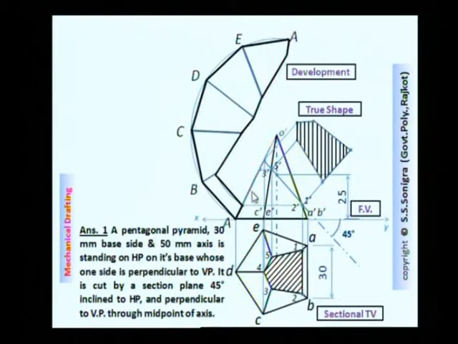Now this cut portion, as shown over here, represents the development of the given problem. This arc is also not needed and can be erased like this. So this is the complete solution of the given problem. The front view, that is the projections of the solid. This is the sectional top view, so the section of the solid. This is the true shape, and this is the development of the given problem. I hope the solution of this problem is clear to you.